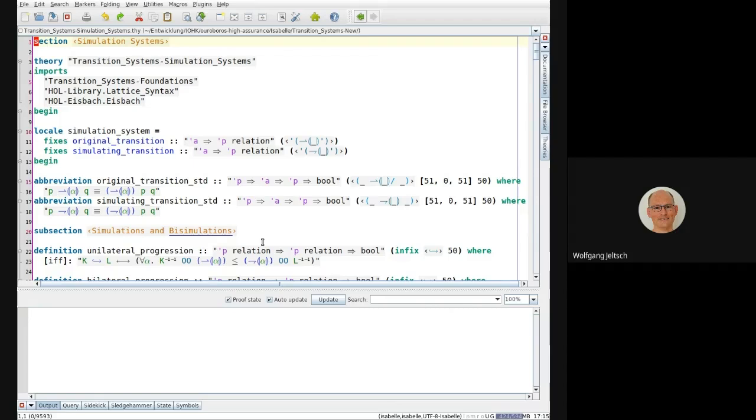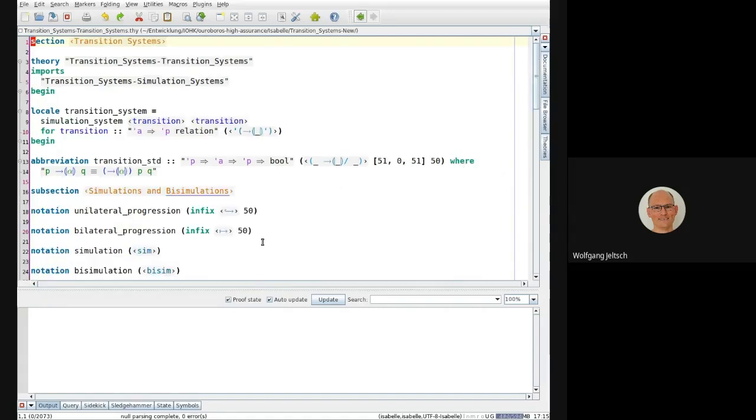Any questions to this point? Okay, then let's look at transition systems. So we see here. Sorry.